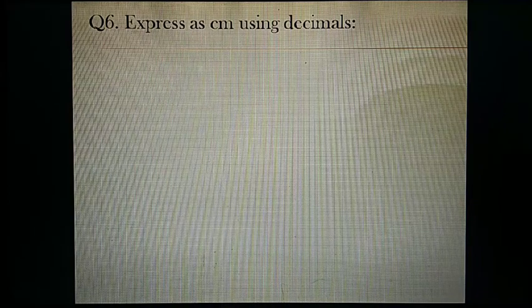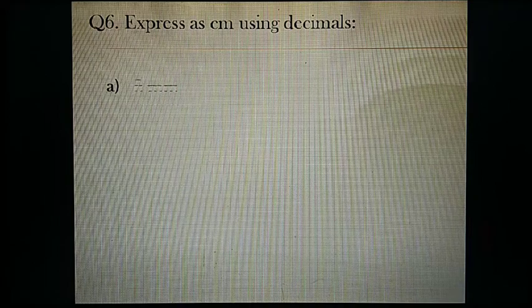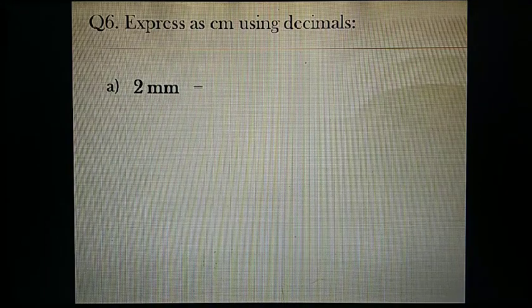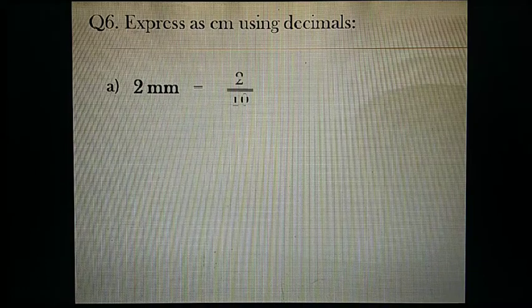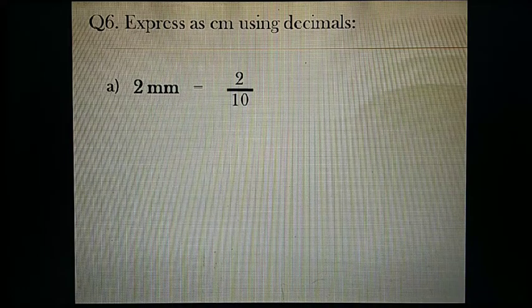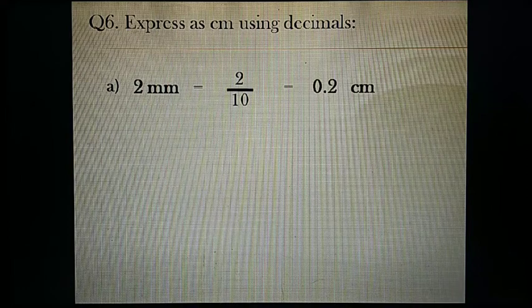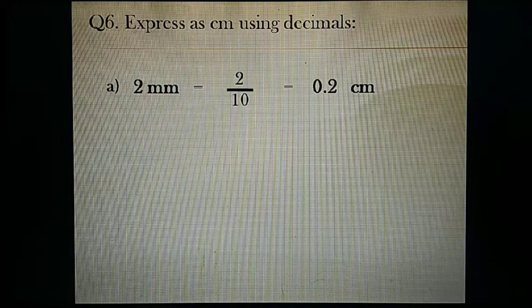Express as centimeter using decimals. The given values are in millimeter. We have to change them into centimeter. We will divide by 10 to get the answer in centimeter. 2 upon 10. 10 in the denominator. So a point will come after one digit from right. Yes, it will be 0.2. Now the answer is in centimeter.